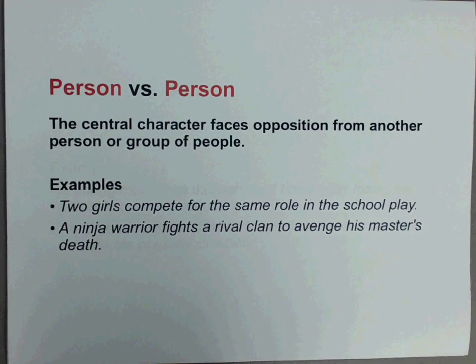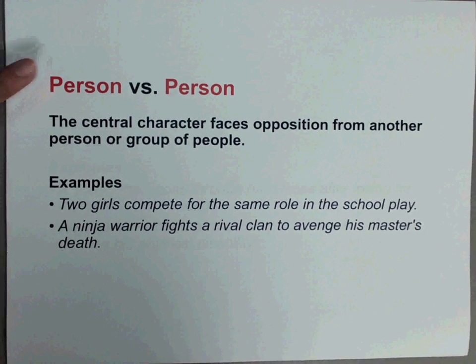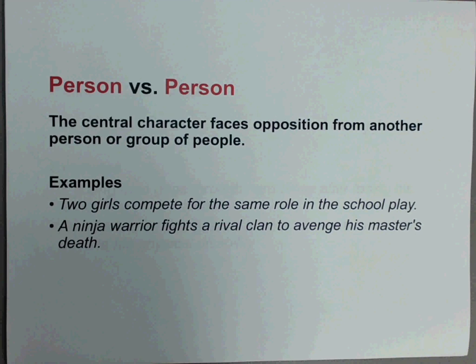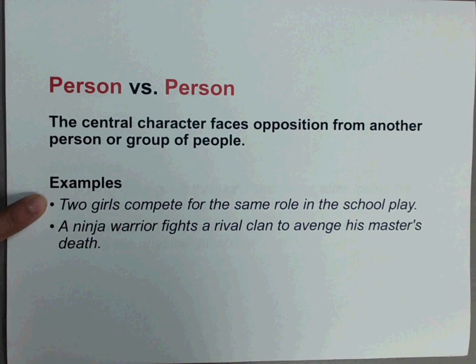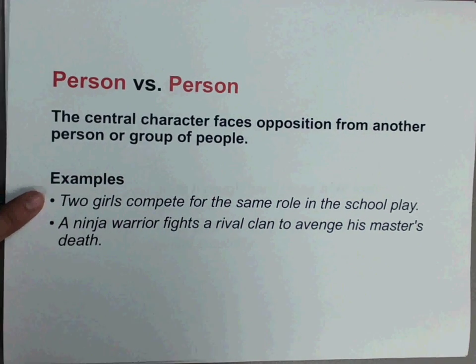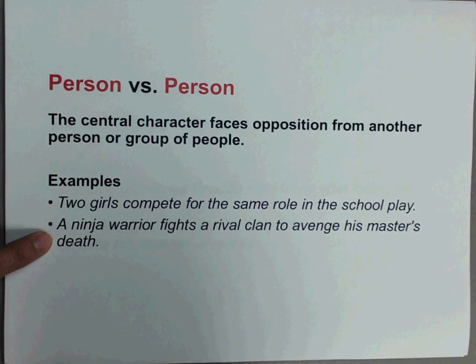So let's talk about person versus person. The central character in person versus person faces opposition from another person or maybe a group of people. So for example, 2 girls might compete for the same role in the school play, or a ninja warrior fights a rival clan to avenge his master's death.